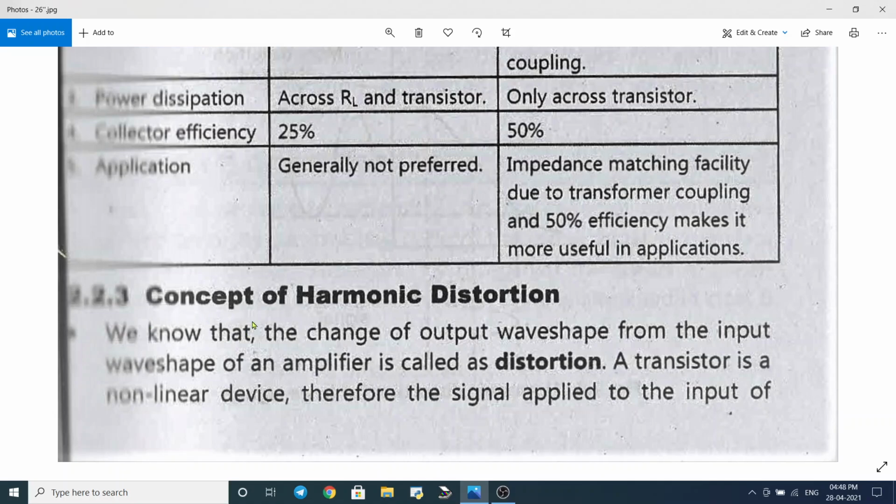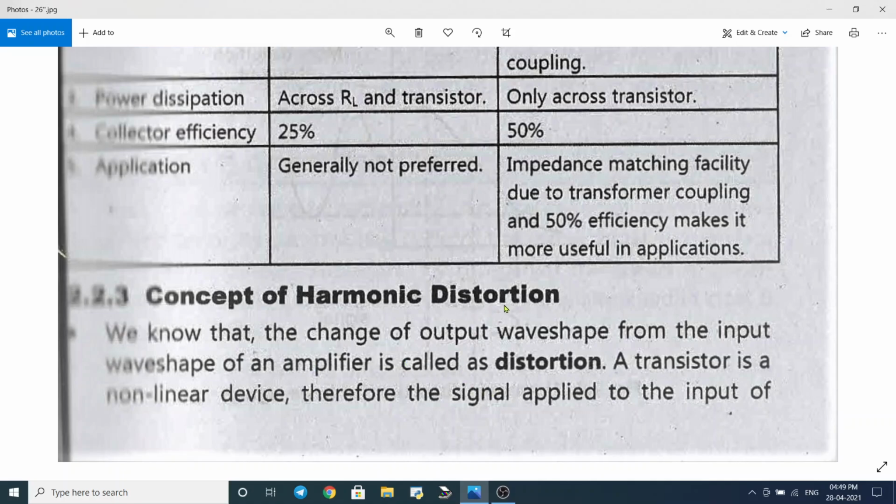The next point is the concept of harmonic distortion. Distortion is a major problem in case of power amplifiers. Large signal amplifiers have the problem of distortion. In the first chapter we have seen the small signal amplifiers, the voltage amplifiers. In case of voltage amplifiers, this is not a major problem because the input signal is small. But in case of power amplifiers, the distortion is a major problem.